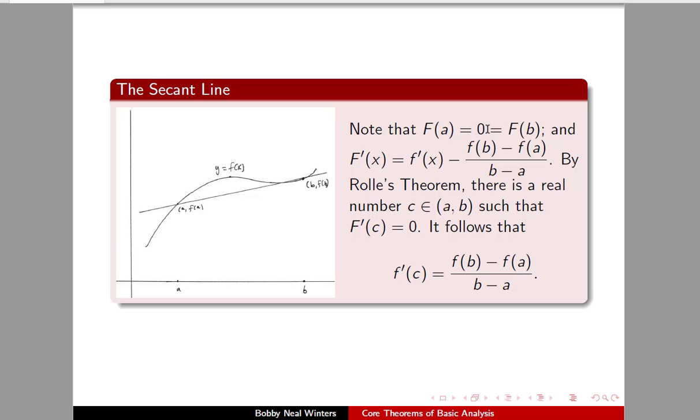Notice that F of A is equal to 0, which is equal to F of B, because it's an interpolating line. It agrees at those points. Also notice that if we take the derivative, we can calculate that easily: capital F prime is equal to little f prime minus this constant. By Rolle's theorem, there is a real number c in the interior such that F prime of c is equal to 0, so it follows that little f prime of c must be equal to the difference quotient, and so we're done here. This was to be proved.